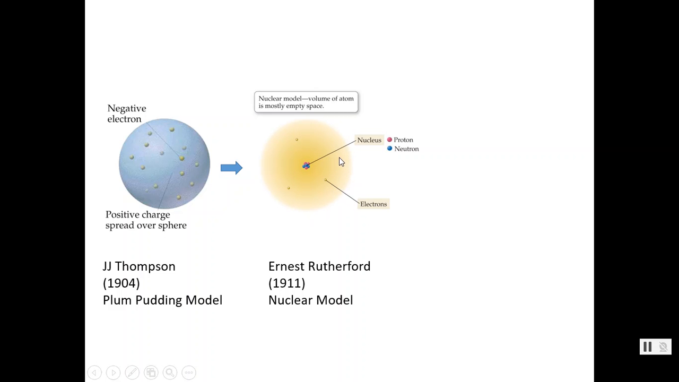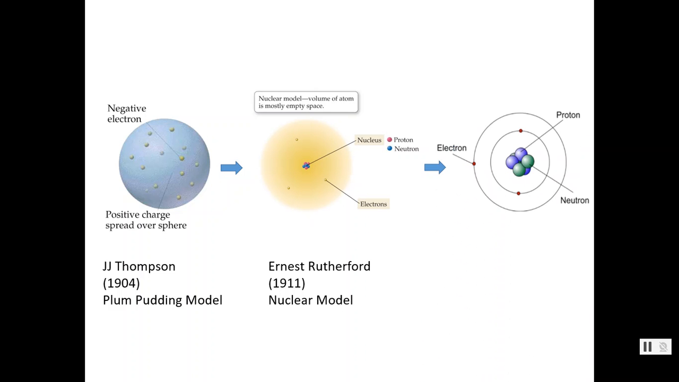Okay? So that's where we last left where electrons are in an atom. We basically said they're just hanging around outside of the nucleus where the positive charge is, and the remaining atom is empty space. So the model that we're going to talk about and investigate in a little more detail in this video is called the Bohr model, named after Niels Bohr.